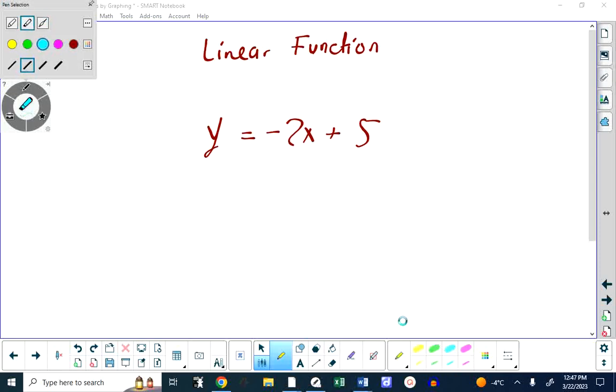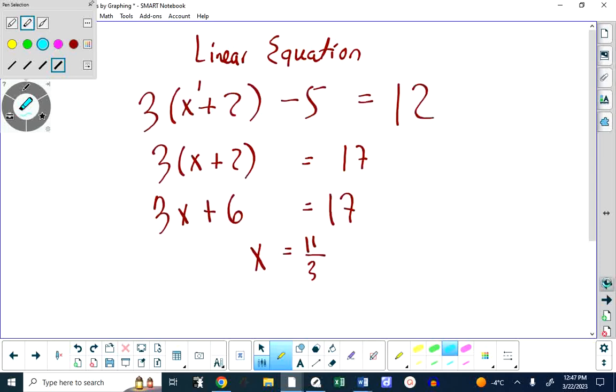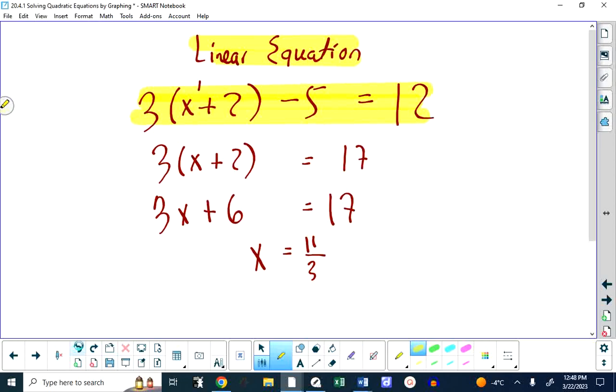I just want to highlight this for you, that a linear function, this is an example of a linear function. Whereas what I talked about before, a linear equation, this is an example of a linear equation. And the basic difference is that one of them has x in it and the other one has x related to y. We don't have to have x in an equation.